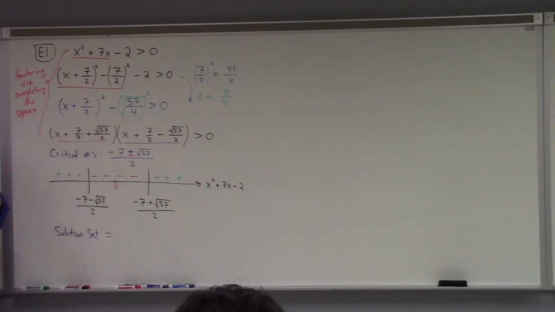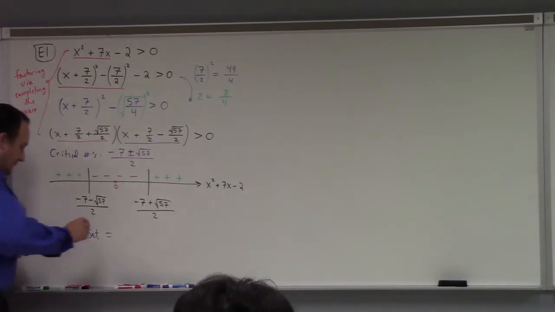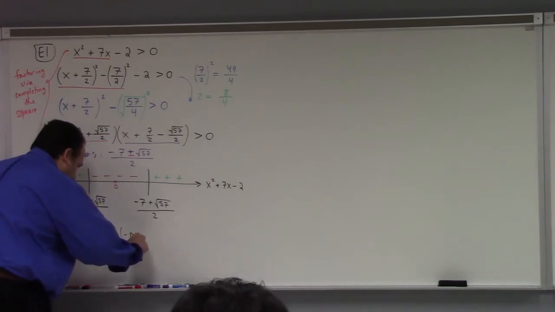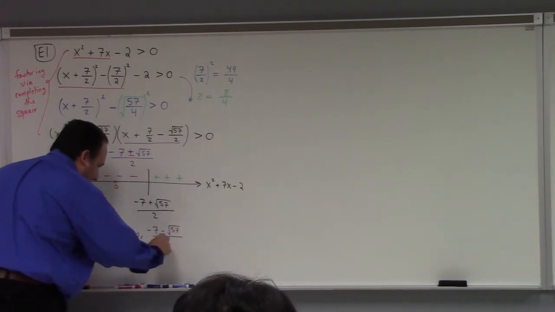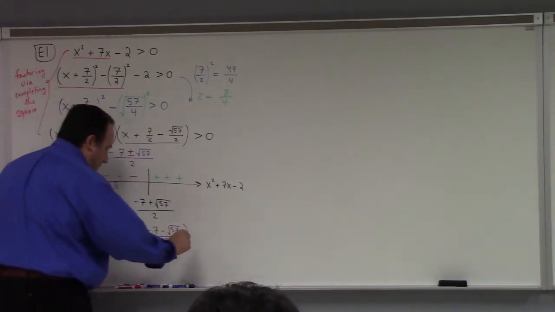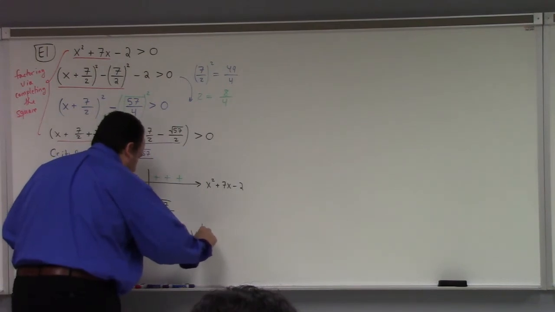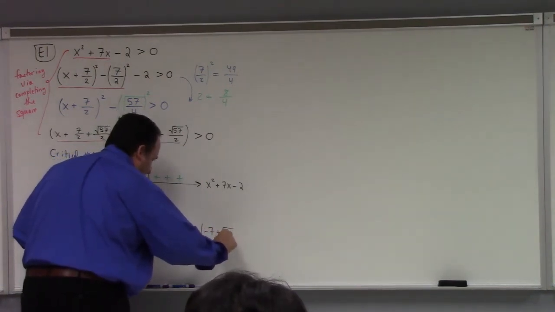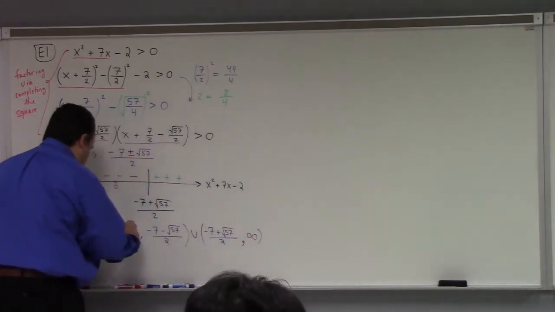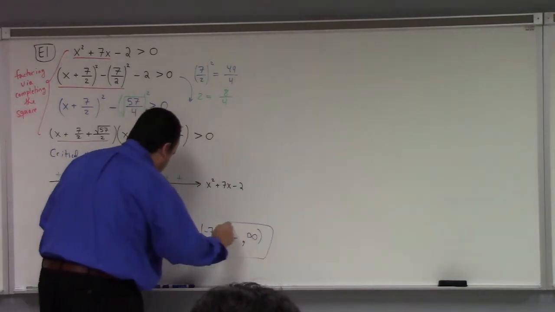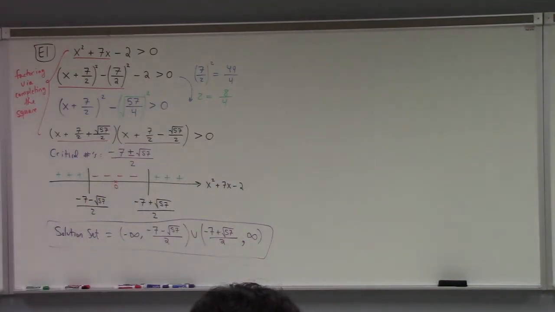Listen, I'll do another example which illustrates the sign flip thing more times. The next example will be more ugly in that regard, okay? But here, the solution set is minus infinity to minus 7 minus the square root of 57 over 2. That's half of it. And then union minus 7 plus the square root of 57 over 2 all the way to infinity. And there you go. That is the answer. That's the solution set to this inequality.